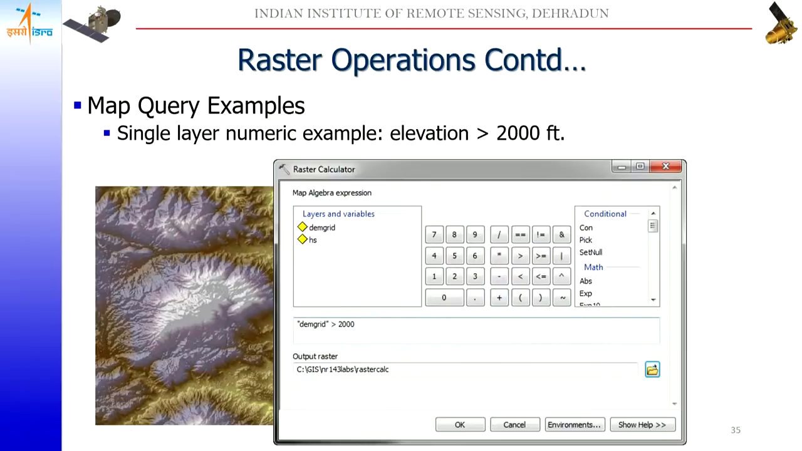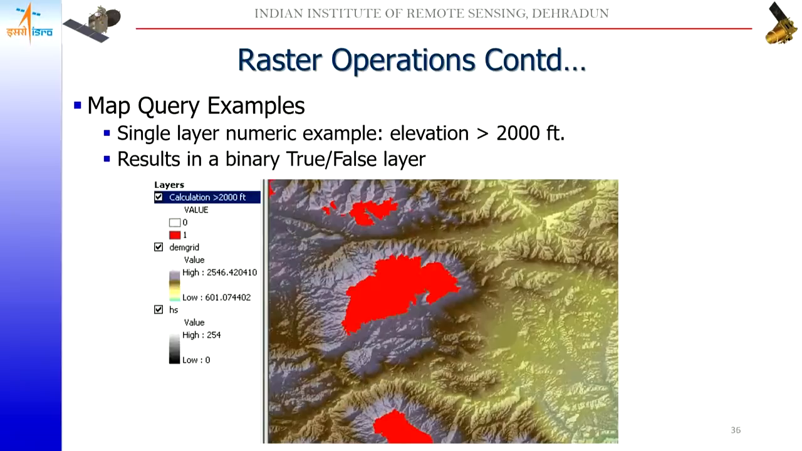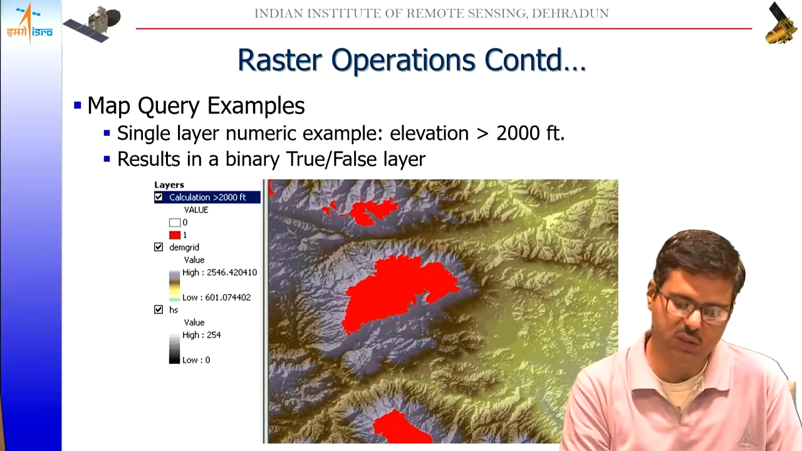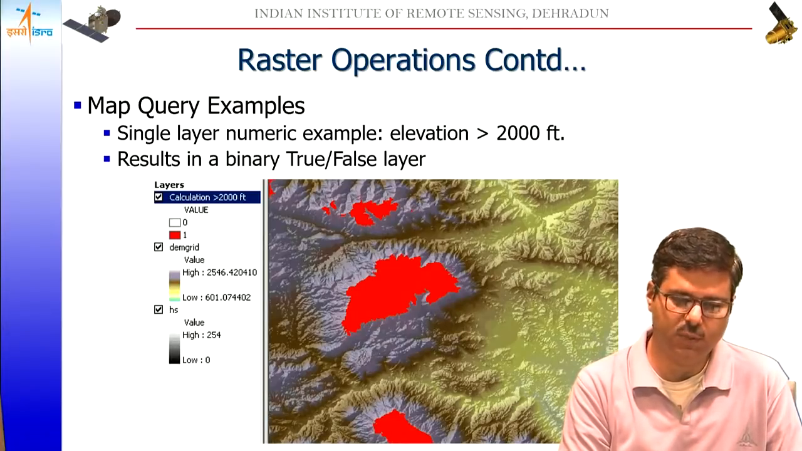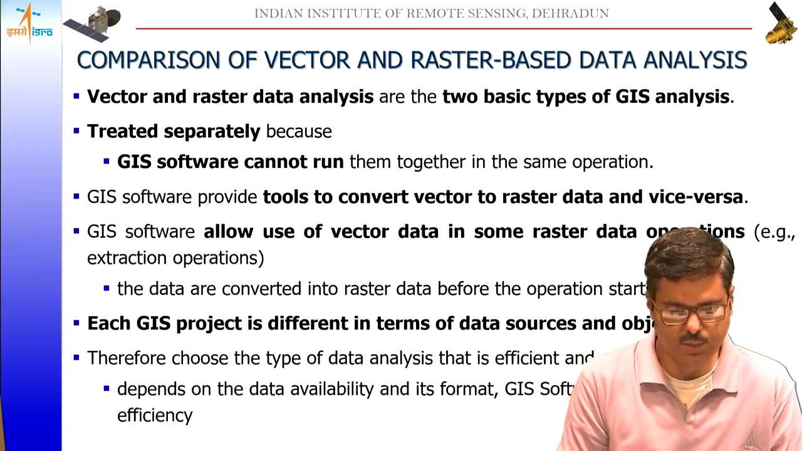In this case, taking an example of a single layer, given an elevation layer, we want to find out only those areas which are greater than 2000 feet. As I said, the output will be in the form of a boolean 0 or 1, so we'll get only those regions which are satisfying the criteria, in this case, elevation greater than 2000 feet. I'm representing them by red and the hollow or white color.